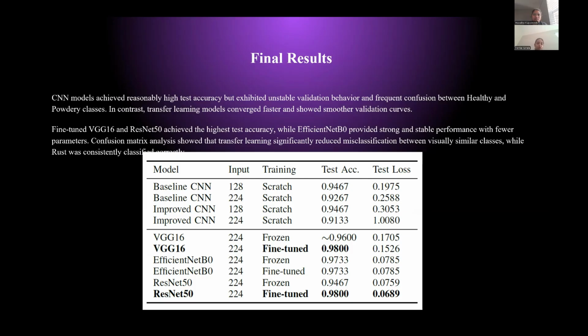But in contrast, using the transfer learning models helped our dataset very well, as they converged faster and generalized better, and also produced smoother validation curves. So, fine-tuned VGG, we can see, gave us 98% accuracy, and we also see that fine-tuned ResNet gave us 98% accuracy with only 6% test loss.